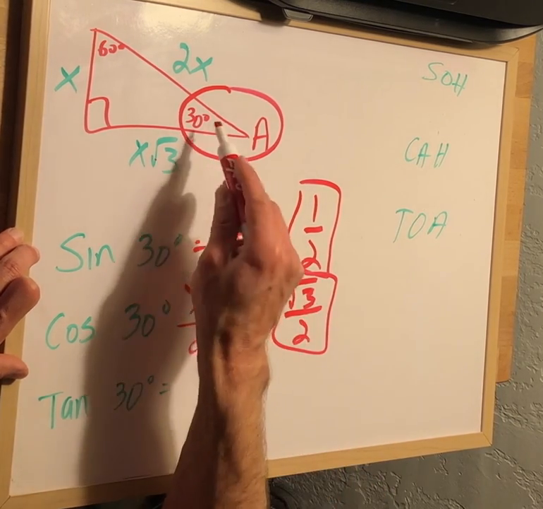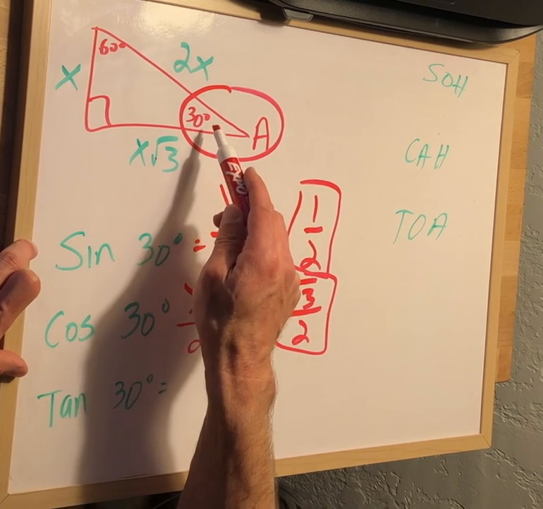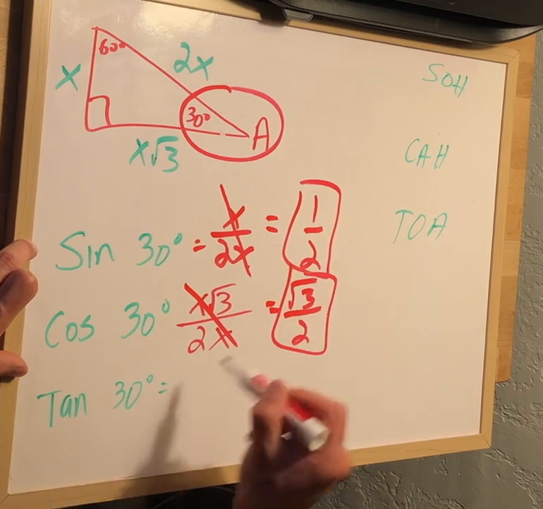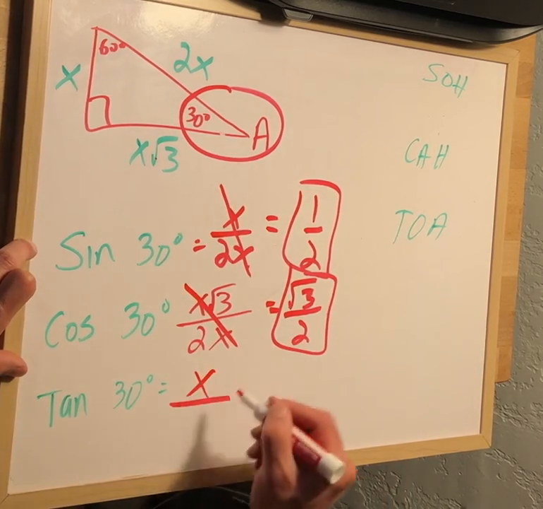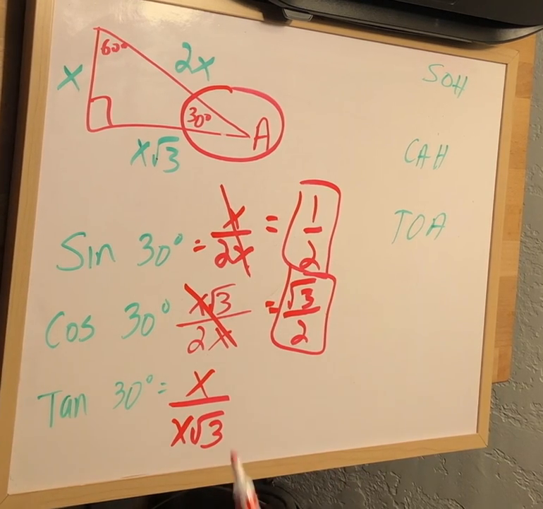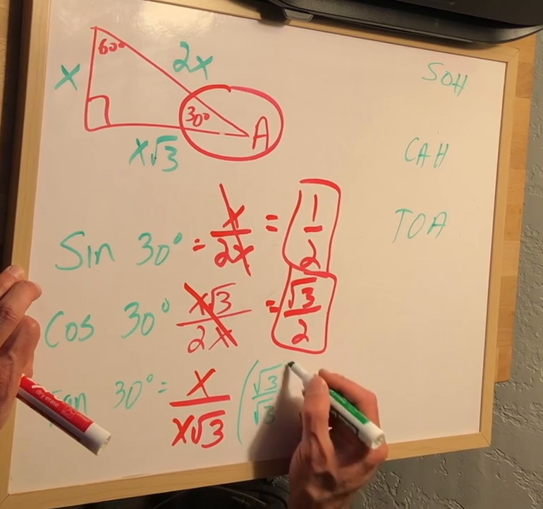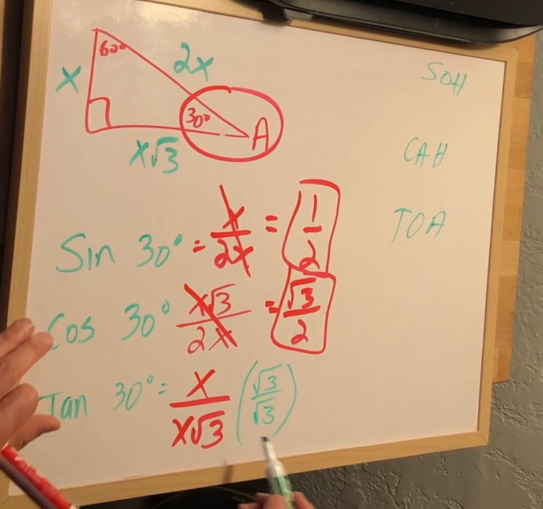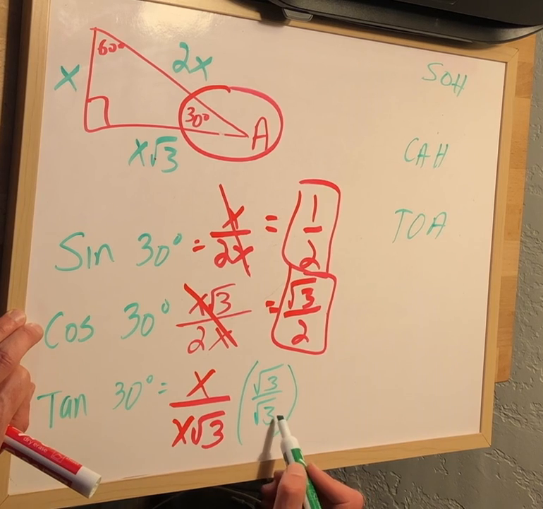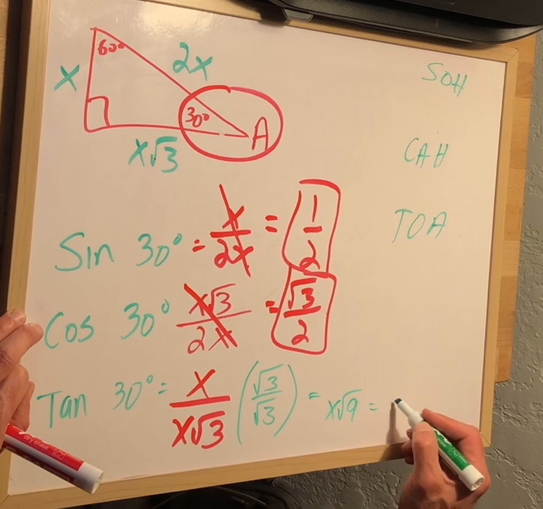Then if I were to ask you, what is tangent of 30 degrees equal to? As a fraction, what's it equal to? Tangent of 30 is, remember, tangent is opposite, x, over adjacent, x root 3. Okay, now look, see this root 3? This root 3 cannot be in this denominator, so we have to multiply the top and the bottom by that special form of 1. Root 3 over root 3. Remember, x root 3 times root 3 is square root of 9. Square root of 9 is equal to 3.